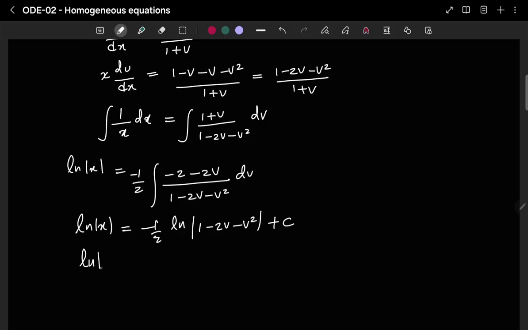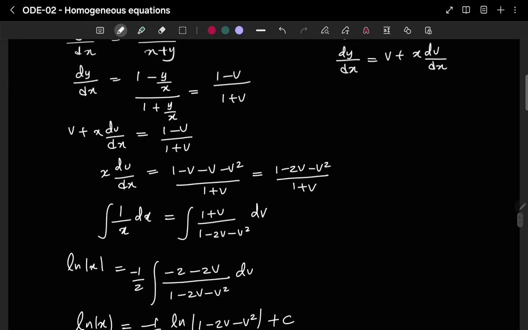Then back substituting for v, we get minus half ln 1 minus 2 y by x minus y by x whole thing squared plus c. So you can keep the answer like this.